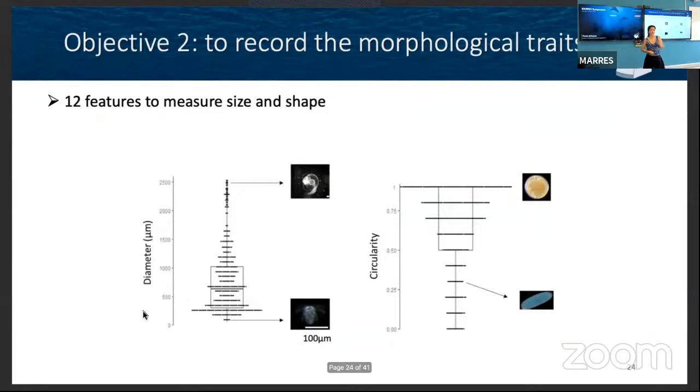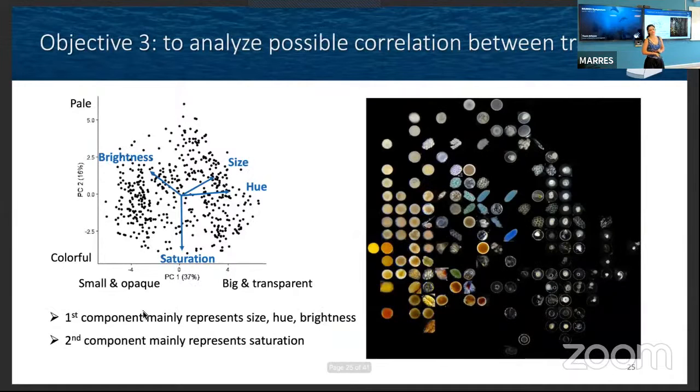So it was for color and transparency, but we used also 12 features to measure the size and shape. So going from 100 microns almost per egg to several millimeters in some cases, but also in terms of circularity for the shape. For example, we have very elongated shape in case of a bag of eggs, but very round for individual ones. So sorry that everything appears at once.